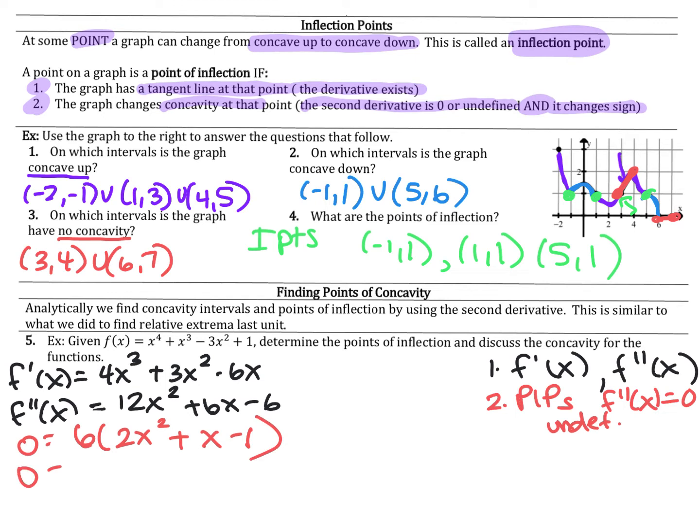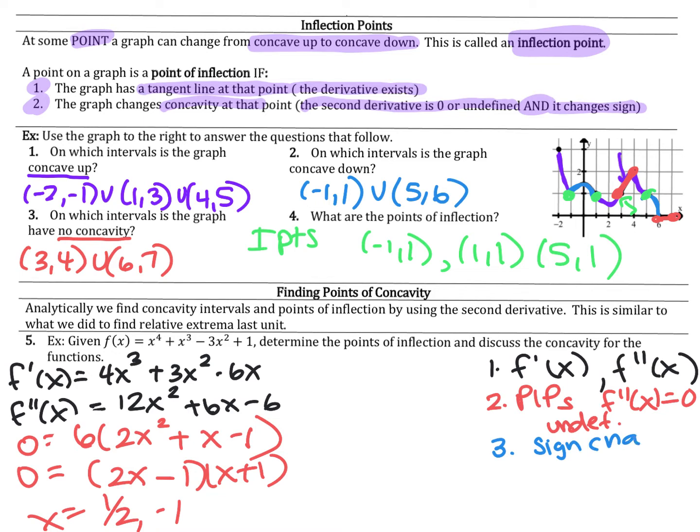And now I can factor this and divide the 6 out. So this is going to be 2x minus 1 times x plus 1. So my x values are going to be 1/2 and -1. The next thing we're going to do is make a sign chart or a number line with the values that we just found for our second derivative, just like we did for the first derivative.